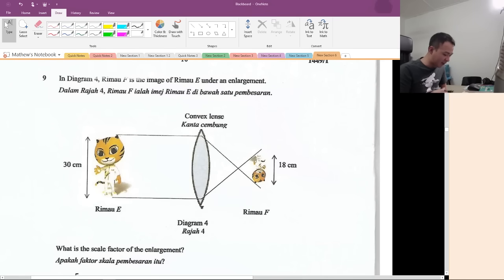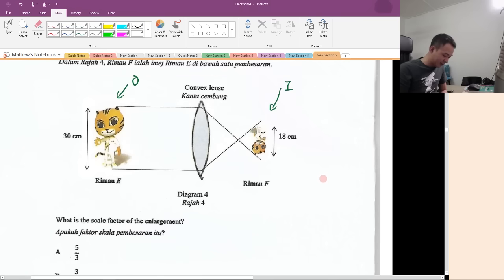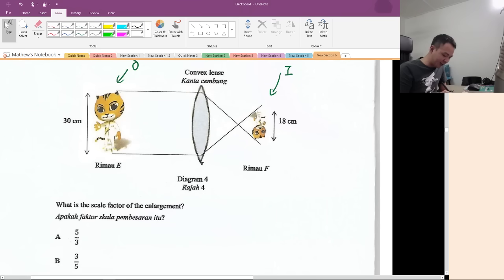Okay, in diagram 4, the element F is an image of the element E. So therefore, this is the image, this is the object. So what is the scale factor? We know scale factor basically is image divided by object. So the image will be 18, the object will be 30. Over here, I simplify by dividing by 6. I should have 3 over 5.